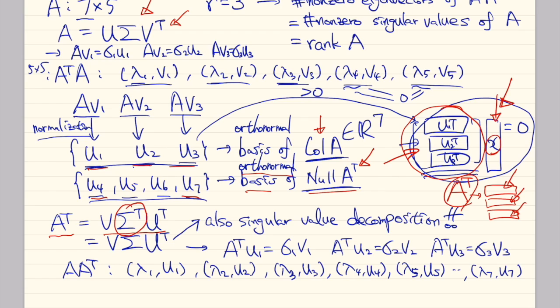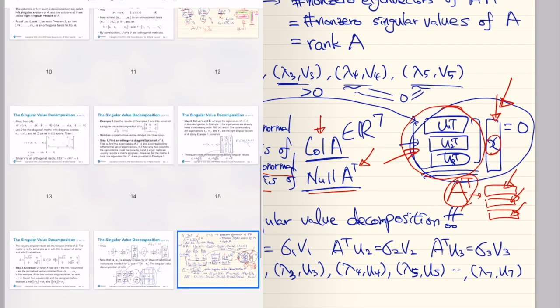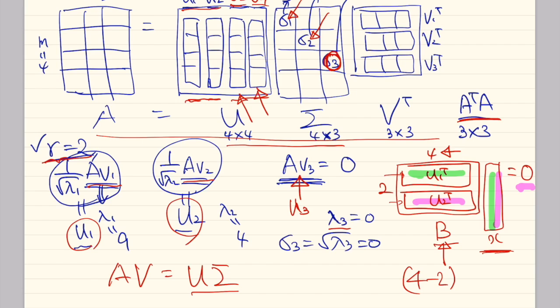Now let's think about this sigma transpose. Suppose A transpose has the size of 3 by 4, and sigma will also have the size of 3 by 4, right? But here sigma has non-zero entries only along the diagonal. So even if we transpose it and the matrix size changes from 4 by 3 to 3 by 4, the diagonal entries will not change at all.